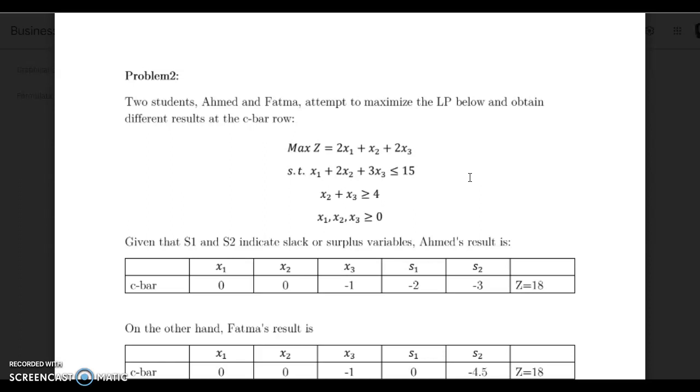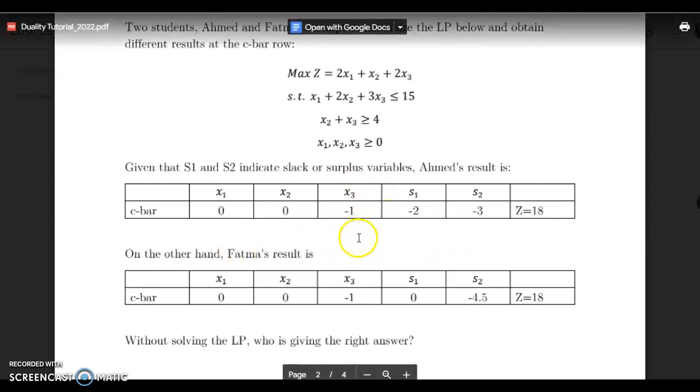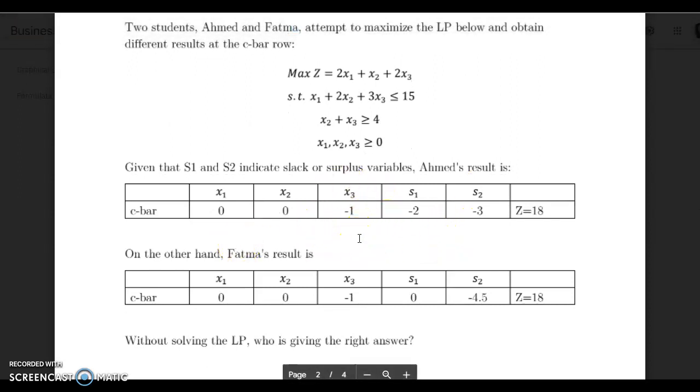We will tackle problem 2 and problem 3 of the duality theory tutorial. We start with problem 2. We have a case of two students that attempt to maximize the following linear program, which is a maximization problem with two resources and three variables. We are given the two final tableaus of the two students after doing simplex.